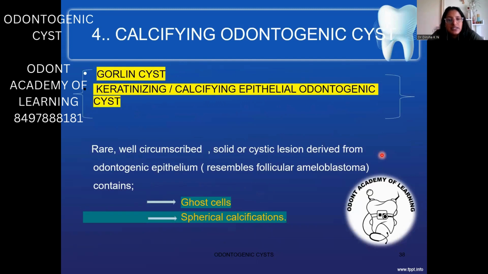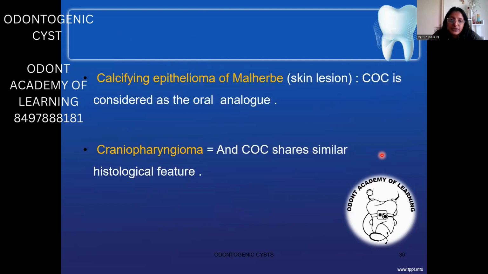Next cyst is known as a COC or calcifying odontogenic cyst, which is also referred to as a Gorlin cyst or keratinizing or calcifying epithelial odontogenic cyst. This is considered a very rare, well circumscribed, solid or cystic lesion which is derived from the odontogenic epithelium and which usually contains ghost cells and spherical calcifications. There are similar lesions seen over the skin which are referred to as the calcifying epithelioma of Malherbe, and this COC usually shares similar histopathological features with craniopharyngioma.